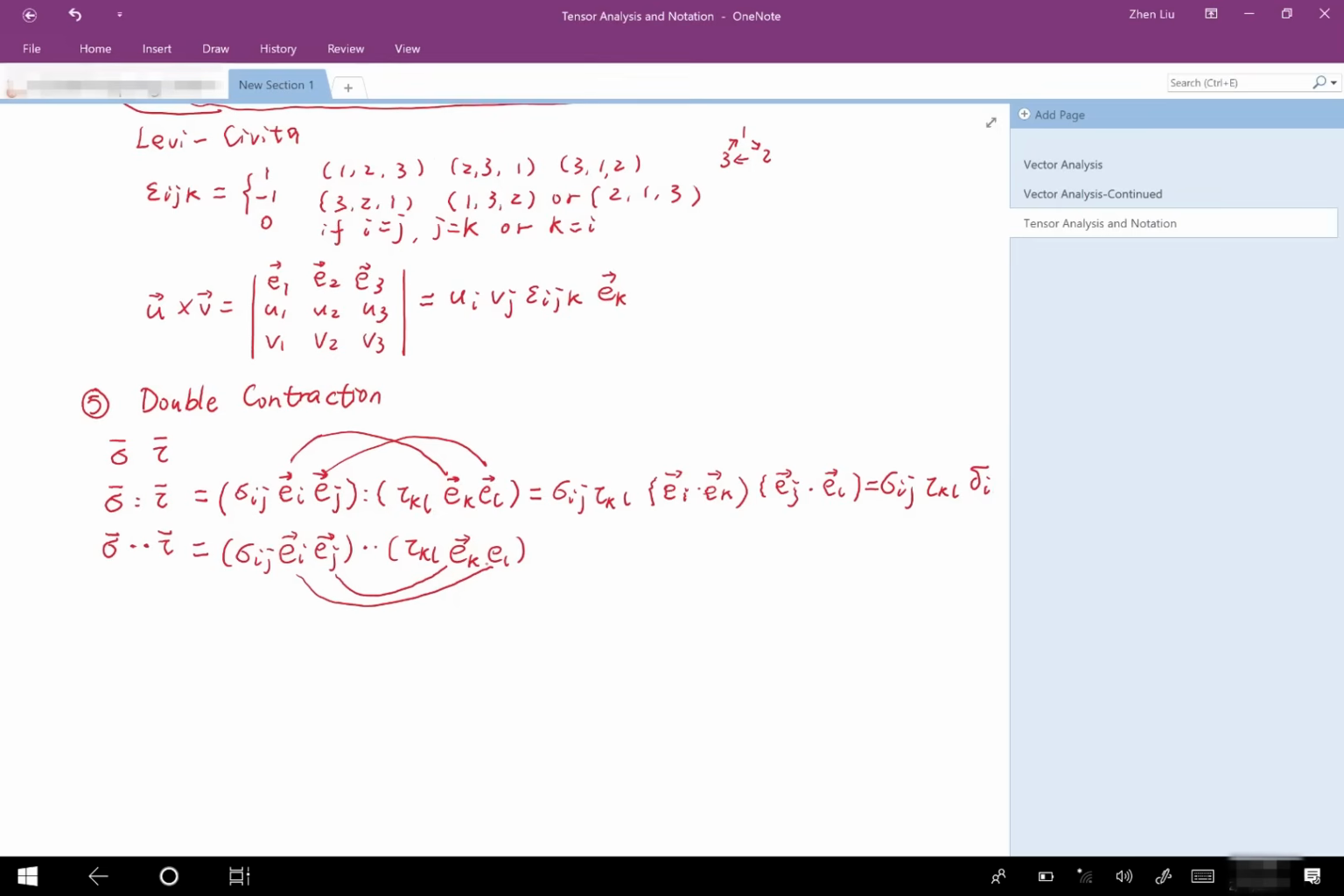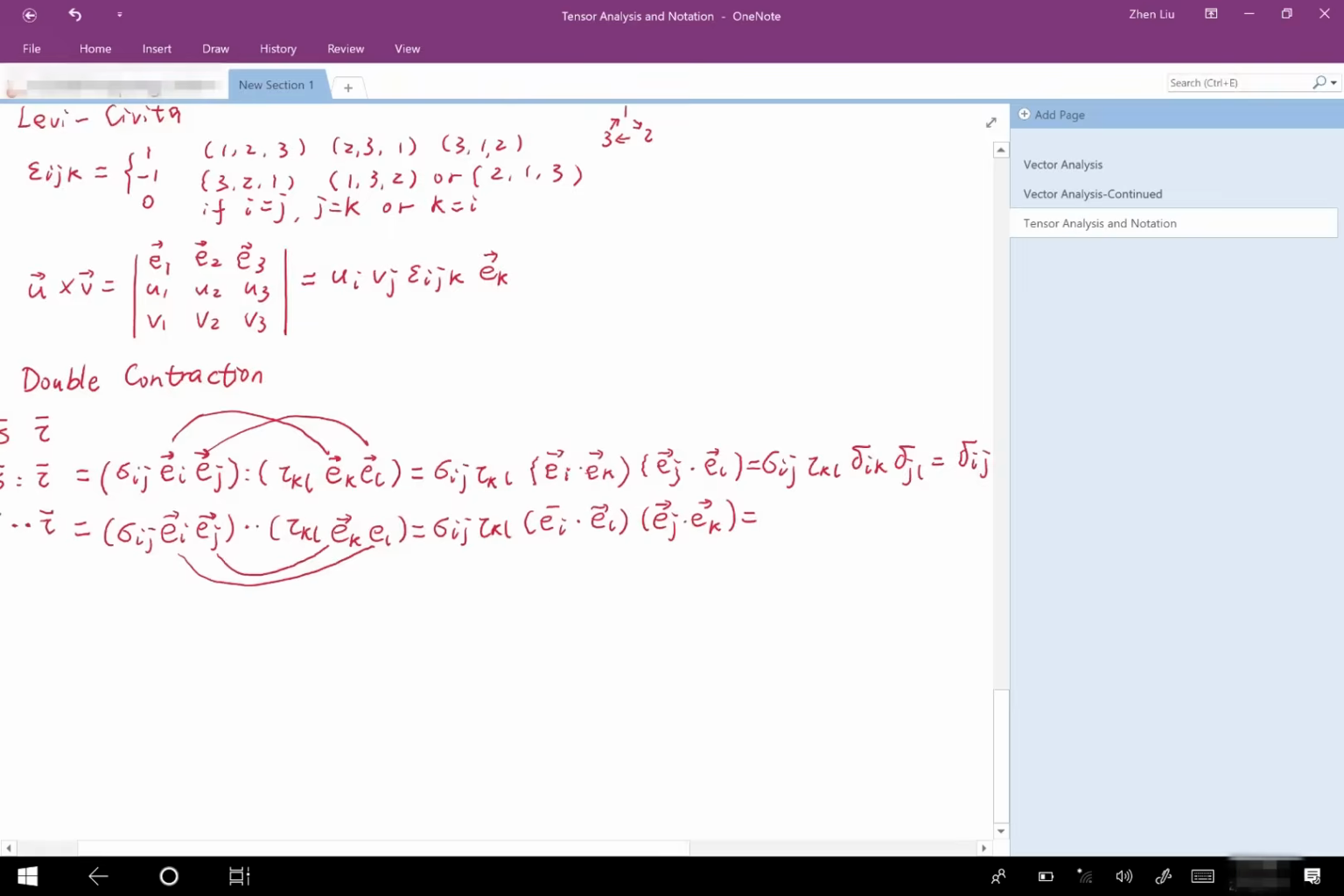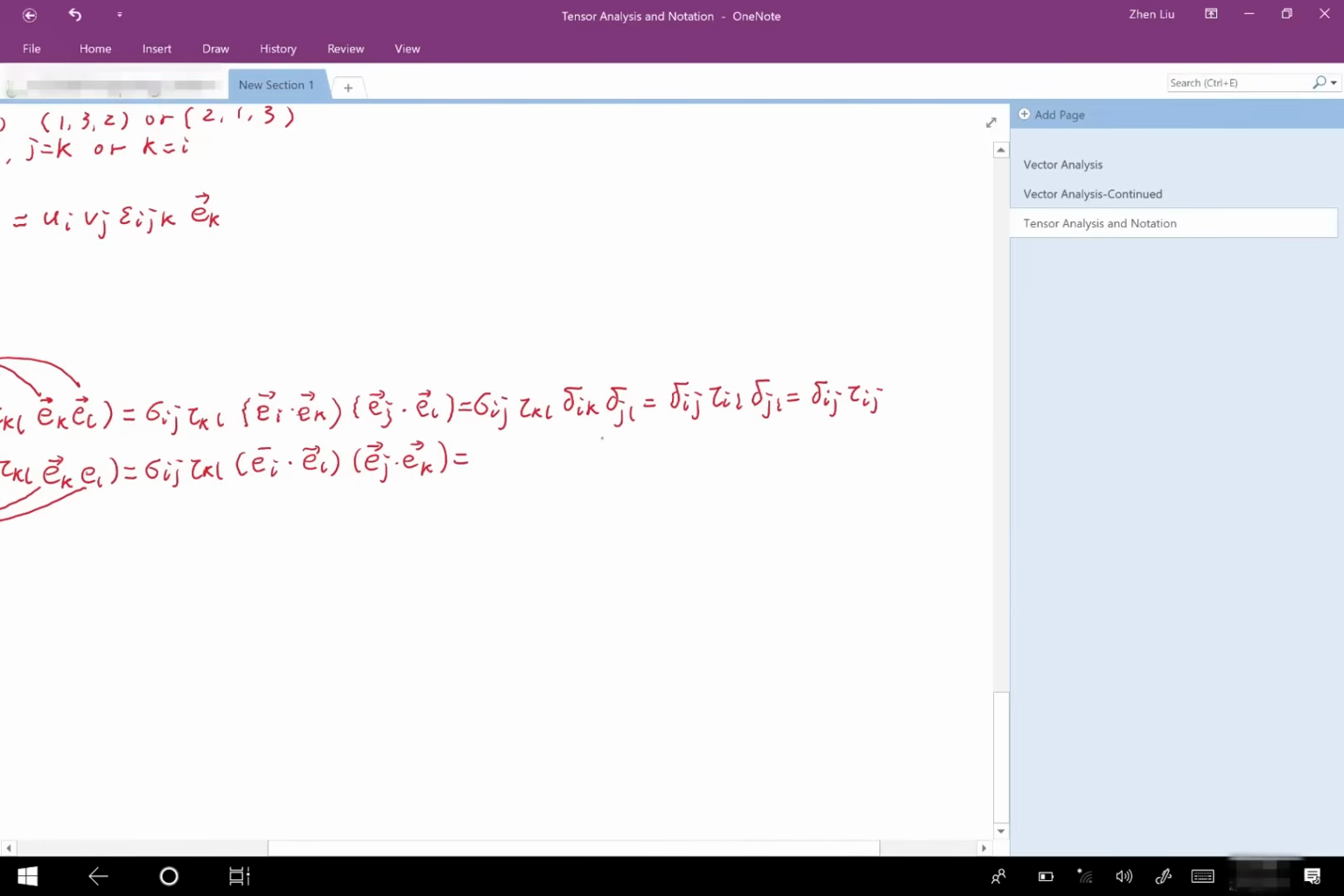And because of that, you guys can write it down yourself. Sigma ij tau kl. So we will have the dot product between e_i and e_l, and the other one, e_j and e_k. And do it in the same way to get rid of the two Kronecker deltas.